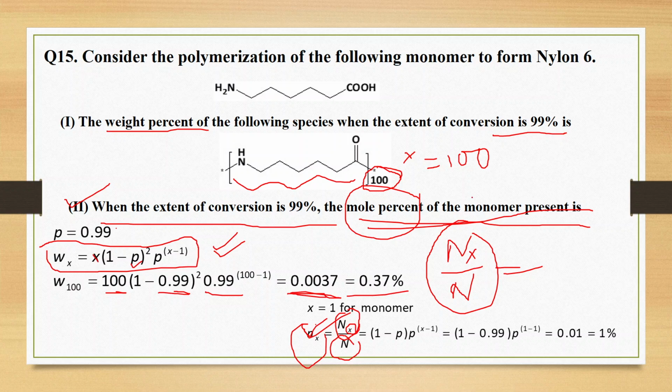Now in this case they have asked us for monomers, so our x will be 1. The rest you know, the conversion is 99%, so the value of p will be 0.99, and as it has asked for monomers, x will be 1. When you put it in the formula, it will be 1%. Okay, Karan, who said that it is 1%, was correct. So let us move to the next question.